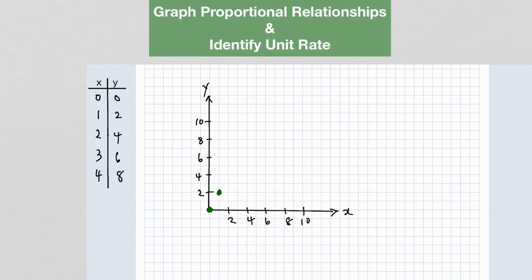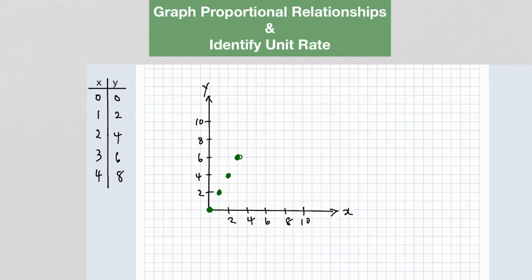And then the next ordered pair is 2 on the x, 4 on the y. So we're going to go 2 on the x-axis, and then we're going to go up to 4 on the y. See that? 4 on the y. So we're going to plot a point right there. Okay, and then we're going to do the same thing for 3, 6. So 3 on the x, 6 on the y. So we go to the x-axis right here, and we're going to go to 3. 1, 2, 3. And then we're going to go up to 6 on the y. 1, 2, 3, 4, 5, 6. Okay, so I'll plot a point there.